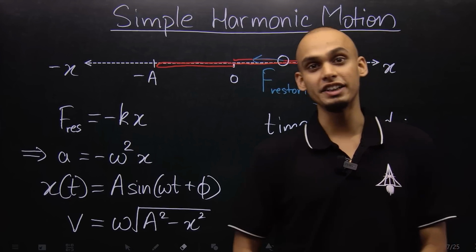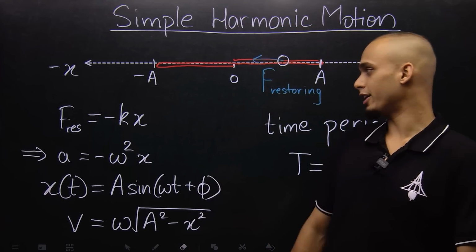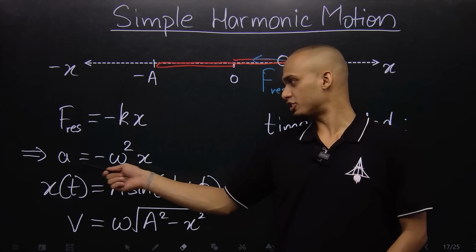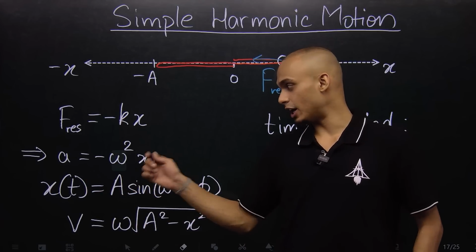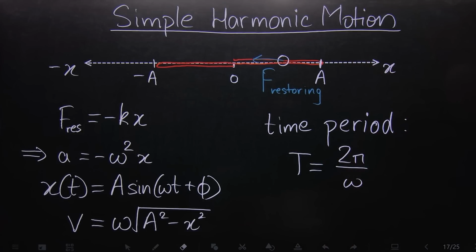You will be asked to find the time period of a particular SHM. Procedure is very straightforward. Write down the restoring force, try to get it proportional to x, use this form a equal to minus omega square x, write down the angular frequency and simply calculate the time period.